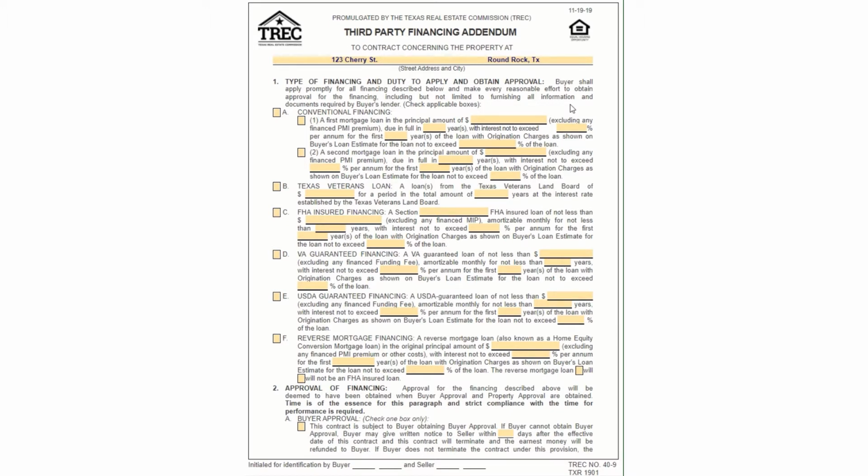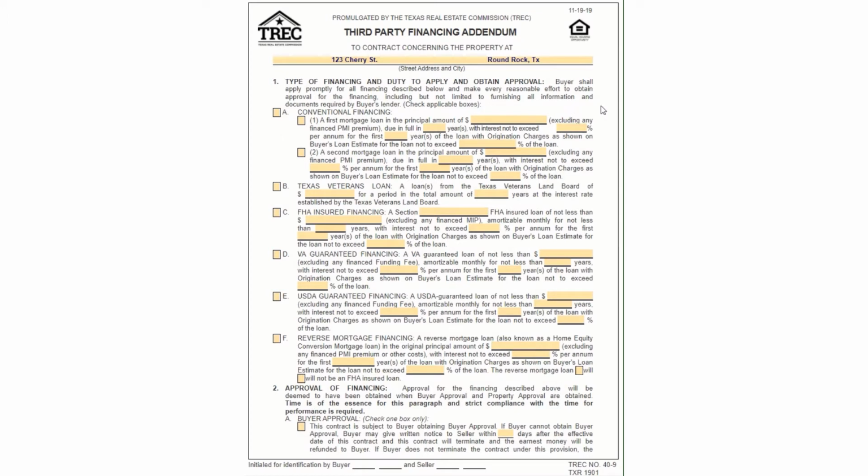So it's important sellers have a good understanding of what the buyer is going to be required to do to obtain loan approval. And then the second part, the buyer can't drag their feet. They have to promptly apply for financing so that all the deadlines and the closing date can be met.